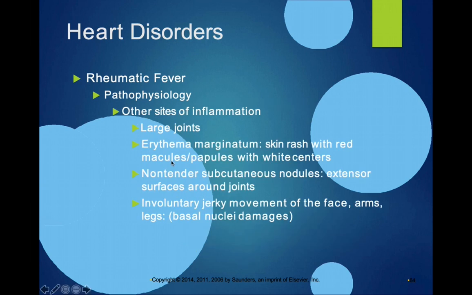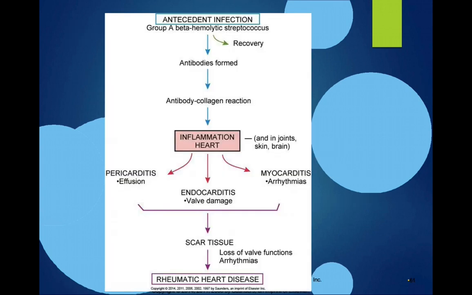Other sites of inflammation with rheumatic fever: the large joints. You can get erythema marginatum, which is a skin rash with red macules and papules with white centers. You get non-tender subcutaneous nodules, typically on the extensor surfaces around the joints. And you get involuntary jerky movements of the face, arms, and legs, because it starts to invade the basal nuclei. So you start to get these movement disorders, these tics.